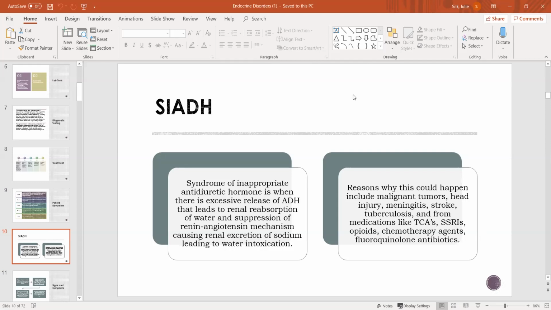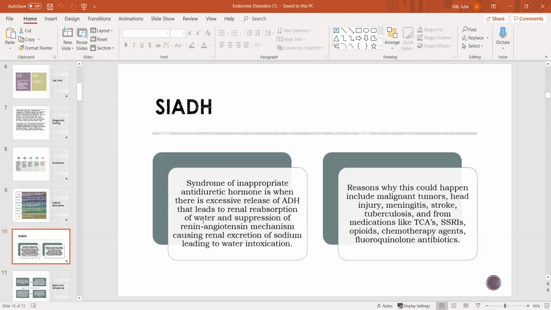So with this one, let me just look at my notes a little bit here. There are some different causes for this one that I want you to pay attention to, especially in our chapter in the book. I know it mentions this specifically.